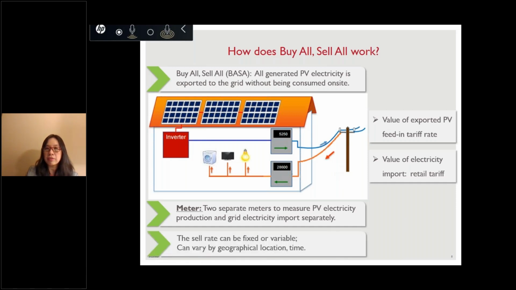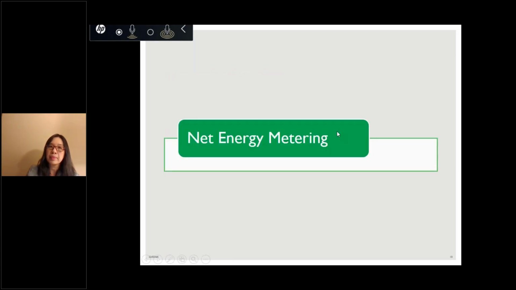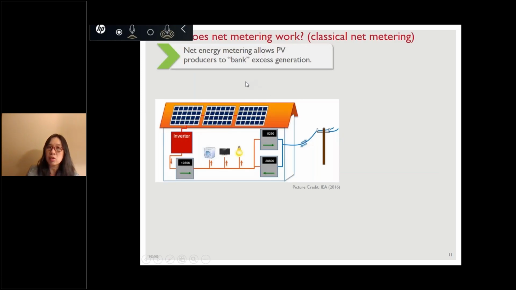And the sell rate or the feed-in tariff rate can be fixed or variable. It can vary by geographical location and over time. And as a note here, many regions around the world call the buy all, sell all scheme a feed-in tariff, but there are also jurisdictions that apply feed-in tariff under a net billing scheme. So feed-in tariff is better defined as a predetermined sell rate for only the exported part of electricity. So under a buy all, sell all scheme, it would be all generation from the PV. Under a net billing scheme, it would only be the rate that is paid to the excess generation that's not consumed.